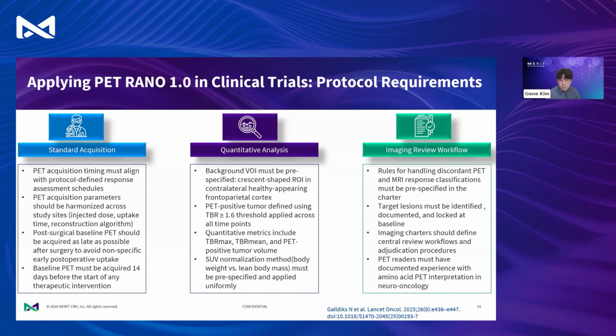And the third is the workflow. The target lesion must be locked at the baseline, discordance handling must be defined, and the reader qualification needs to be appropriate for amino acid PET. And this is where the imaging charter becomes critical. Without this level of pre-specification, it becomes very difficult to apply PET RANO consistently across multi-center studies.